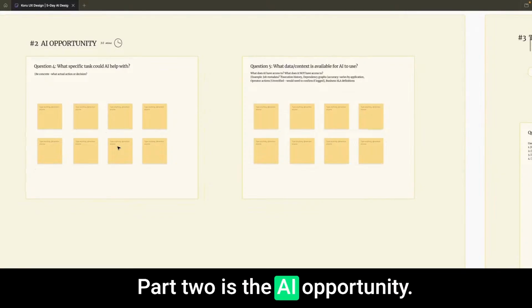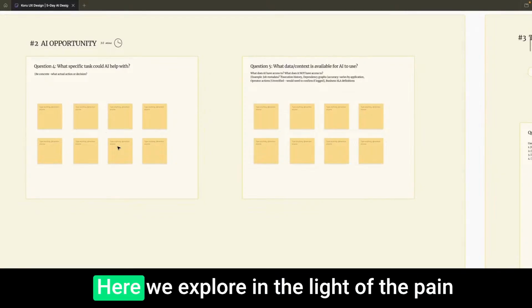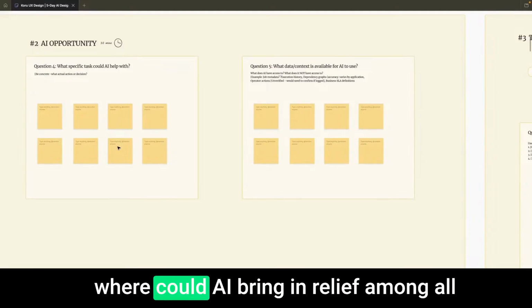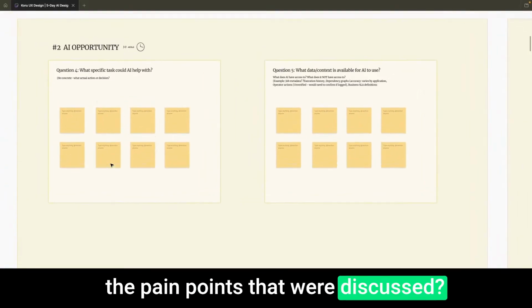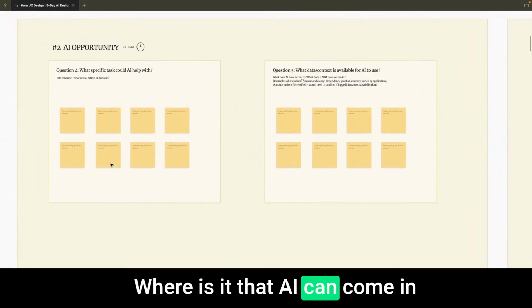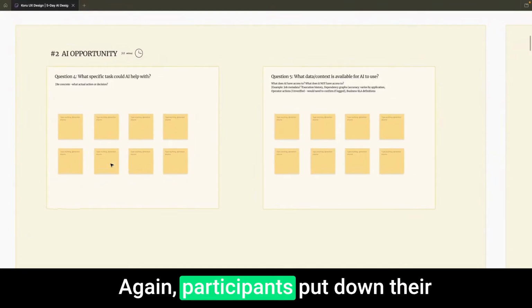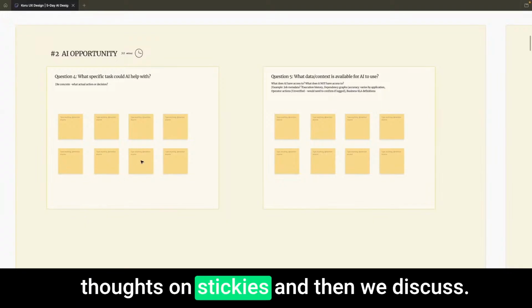Part 2 is the AI opportunity. Here we explore, in the light of the pain points we listed in the previous part, where could AI bring in relief? Among all the pain points that were discussed, where is it that AI can come in and elevate that experience? Again, participants put down their thoughts on stickies and then we discuss.